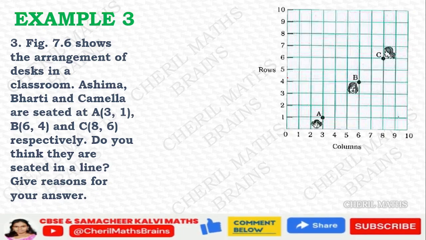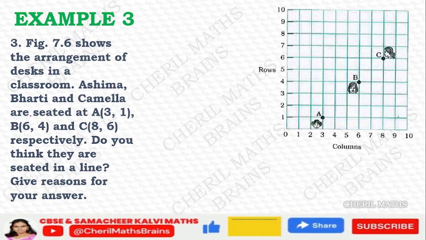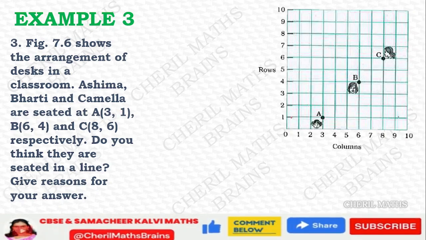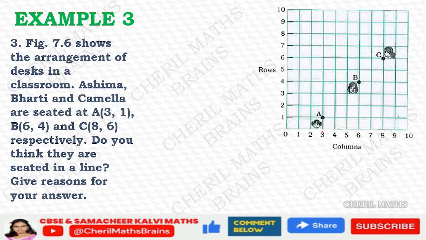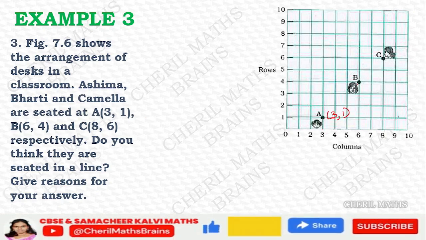Okay, so the diagram shows the arrangement of desks in a classroom. There are 3 children, Ashima, Bharti and Camilla, and they are seated at A (3, 1). Look at the coordinates 3, 1. So A is (3, 1). What is B? (6, 4). And C is what? (8, 6).